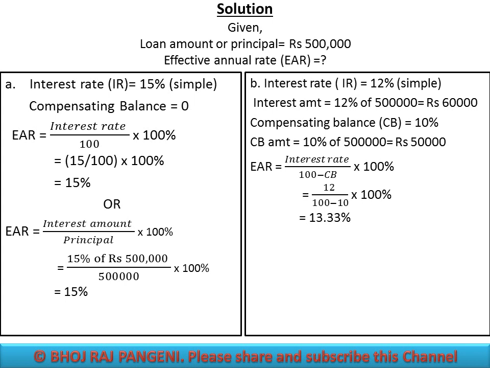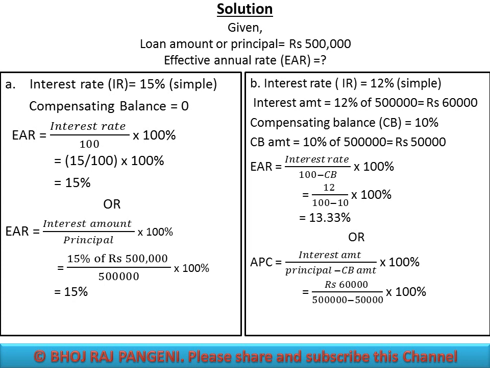We get 33.33%. Or you can use the amount formula, interest amount and principal and CB amount. You can put the formula and you get the same answer as calculated above. You can use any one of them. Don't use both formulas in the examination because you don't have time. Only use the easier method. Use whichever one you feel is easier.